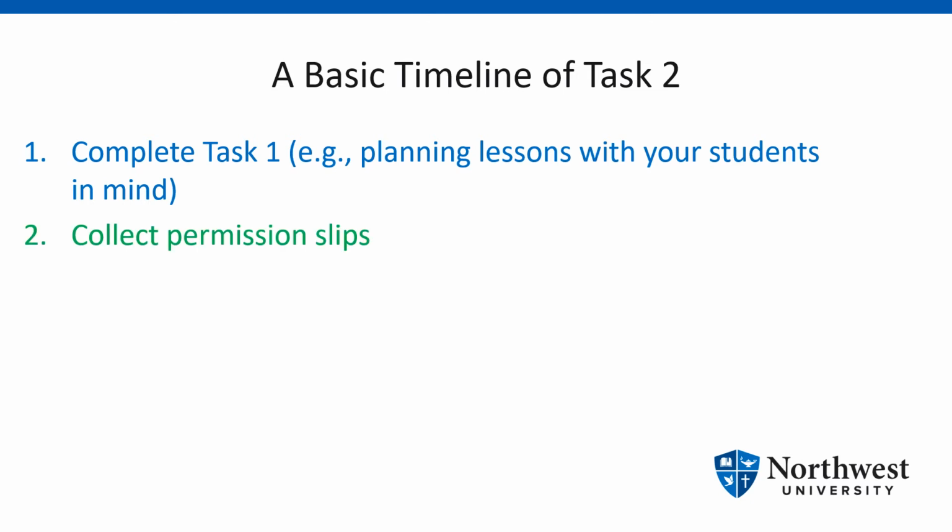The second step for Task 2 is to collect permission slips. You are going to be filming students and you are going to be using their work in your edTPA portfolio. Furthermore, you will be sending that film and those work samples off to a third party. You must collect permission slips. We are dealing with minors here. There are no exceptions to this. Video 10 will deal exclusively with the permission slip process.